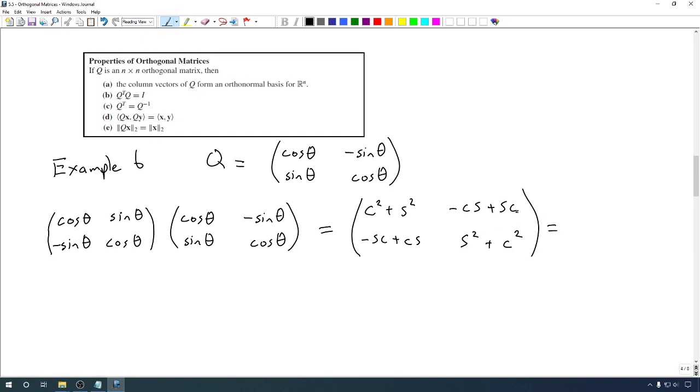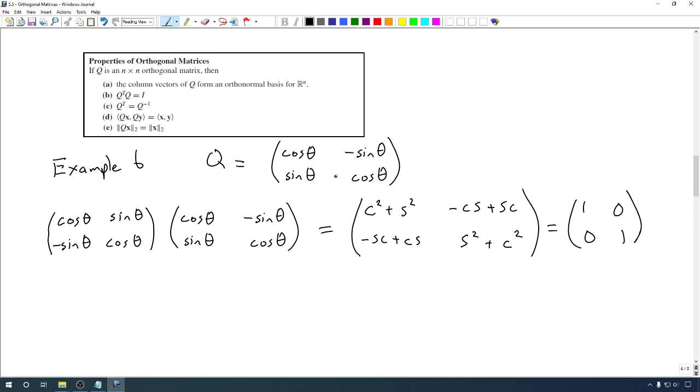And so obviously here, we're just taking something and adding it to its negative, so it's 0. Same thing here. And then we're using the fact that sine squared plus cosine squared is equal to 1. So we just get 1 in those two slots and 0 in those two slots. We have the identity matrix. So this matrix here, this Q, is an orthogonal matrix.